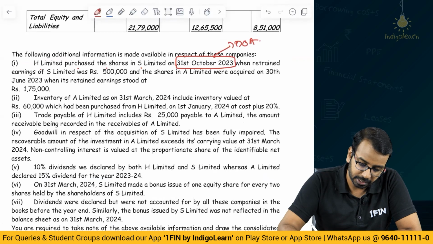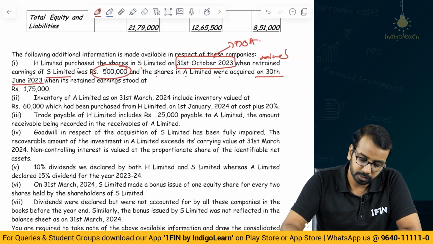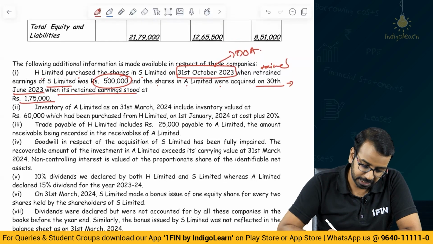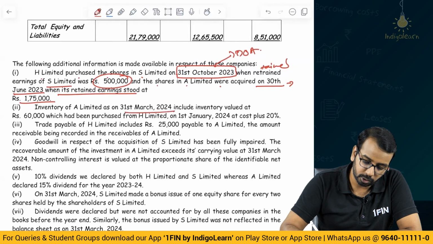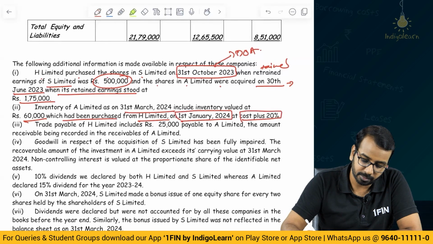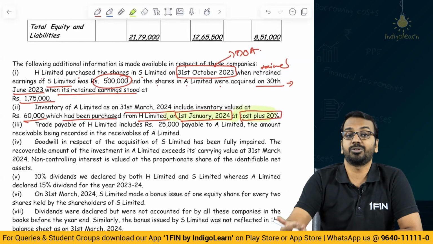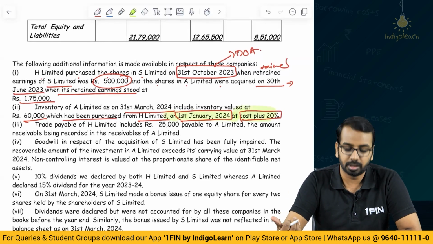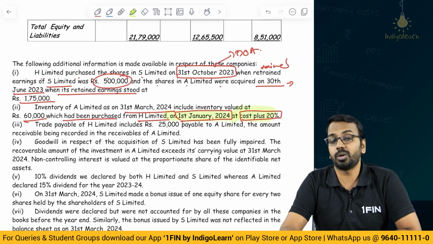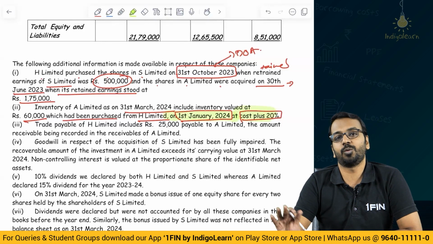When retained earnings of S Limited was 5 lakhs, and the shares of A Limited were acquired on 30th of June, when its retained earnings stood at 175. Inventory of A Limited as on 31st March of 24 includes inventory valued at 60,000 which had been purchased from H Limited on 1st of January at cost plus 20%. Now, here always remember, if it is purchased in the post acquisition period, once you have received the control or once the associate relationship is established, only then you need to worry about unrealized profit. Otherwise, you don't need to worry about unrealized profit.